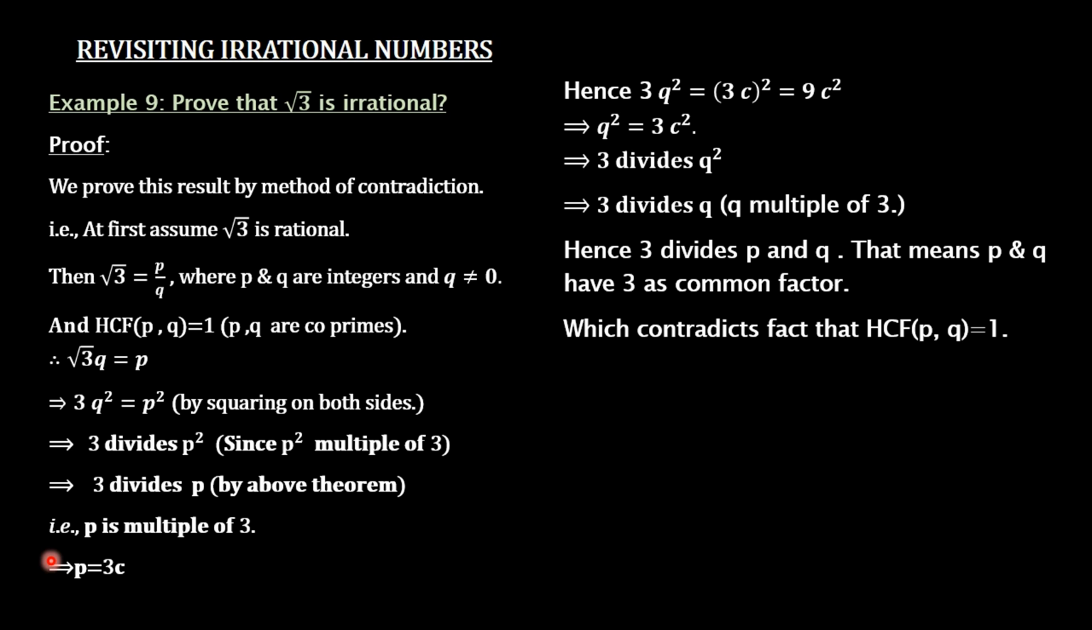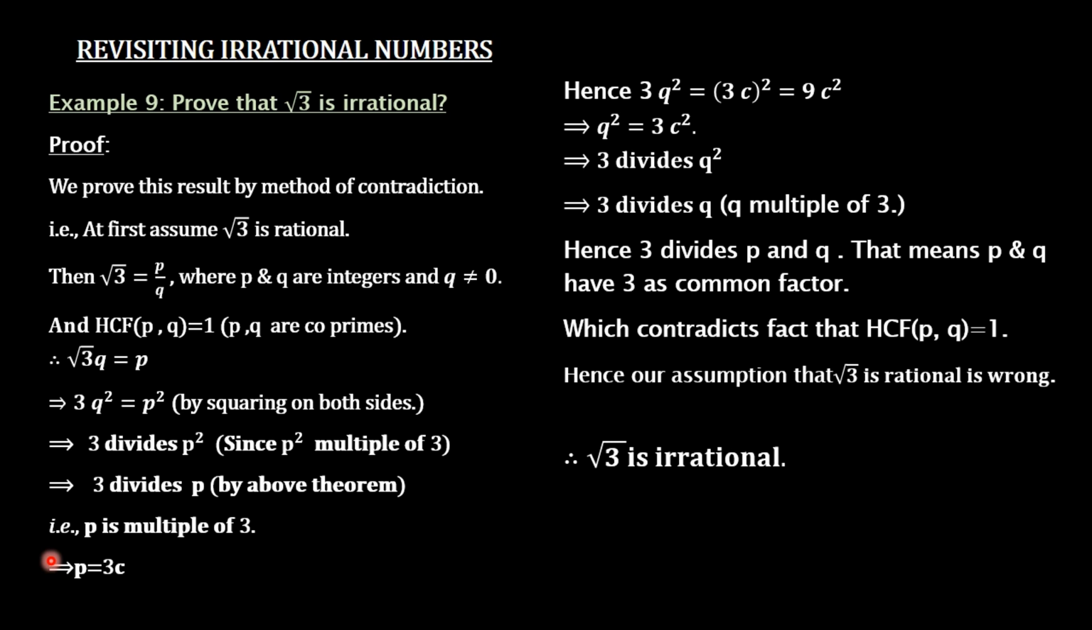So what can we conclude? Our path is wrong, that is, our assumption is wrong. Hence, our assumption is wrong. So what is our conclusion? Root 3 is an irrational number.